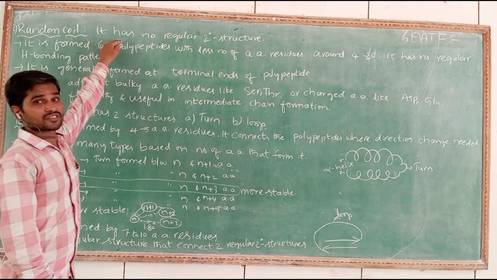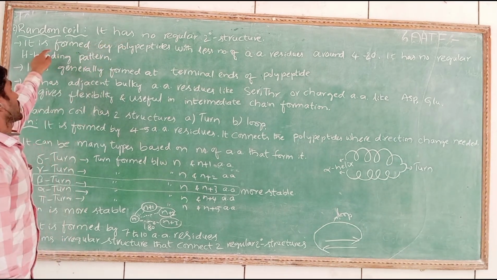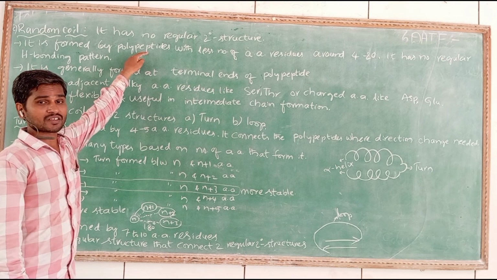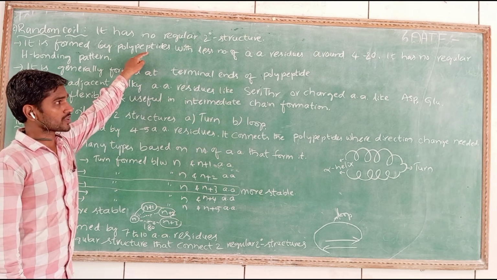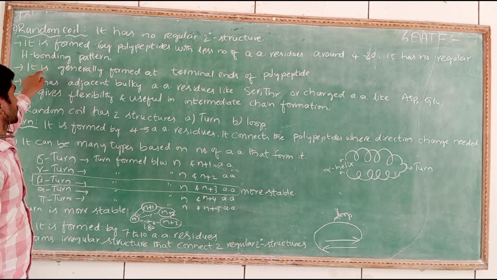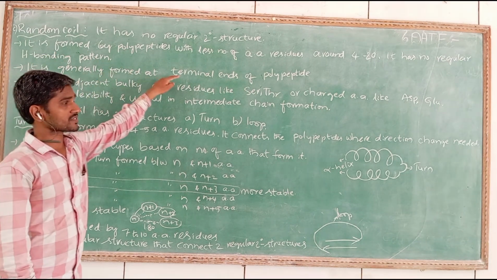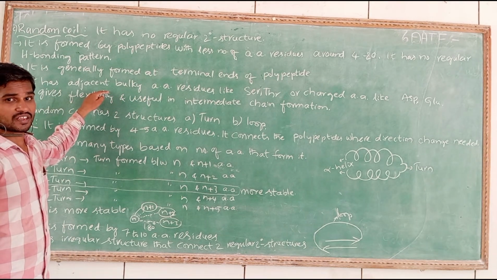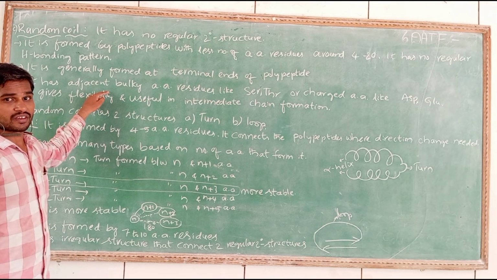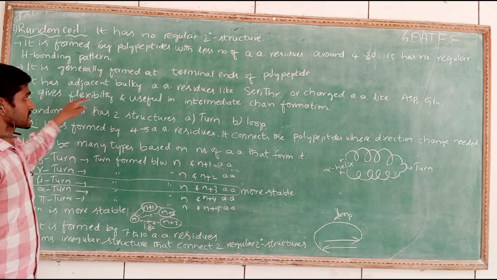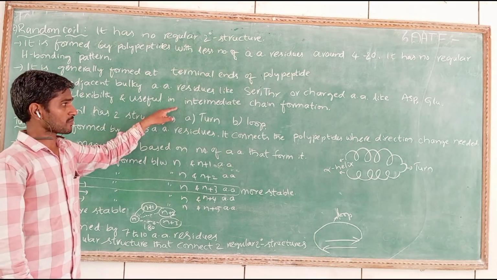Why? It has no regular secondary structure. It is formed by polypeptides that are formed by a small number of amino acids, around 4 to 20 amino acids. It does not have any regular hydrogen bonding pattern. It is generally formed at the terminal ends of the polypeptide, and it contains small amino acids like serine and even charged amino acids like glutamate and aspartate.